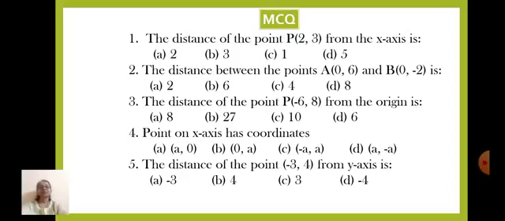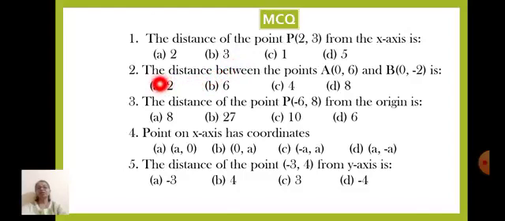Okay, so now I have some MCQ type questions, 1 mark questions. Let us quickly discuss them and then I will just give you the hint. You solve yourself. Question number 1. The distance of the point P (2, 3) from the x-axis. As you know, the distance of any point from the x-axis is its y coordinate. And what is the y coordinate of this point P? Y coordinate is 3. So the distance of this point from the x-axis is 3.